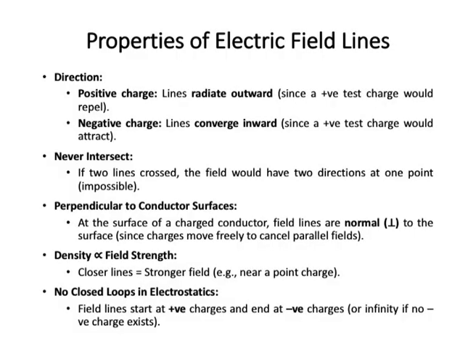Another property of electric field lines is that there are no closed loops in electrostatics. The field lines start at positive charges and end at negative charges. That means the starting point is at the positive charge and the ending point is at the negative charge. Otherwise, we can say they go from infinity to a negative charge. So there will be no closed loops in electrostatics. All electric field lines move from positive charge to negative charge.